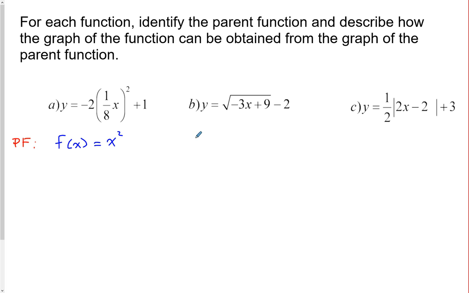My next one, my parent function for this one, is the radical function, which is just the square root. And I can tell because there's a radical sign, a square root sign in there. And for my third one, my parent function is going to be the absolute value function. Okay, so I've identified the parent function for each of those.